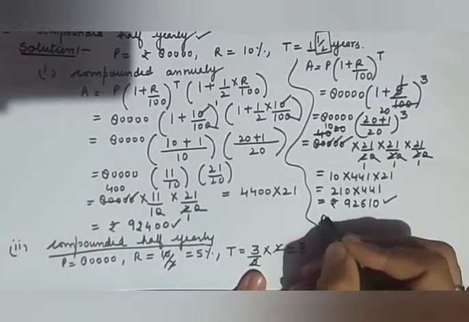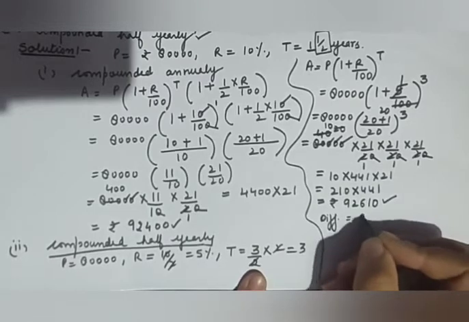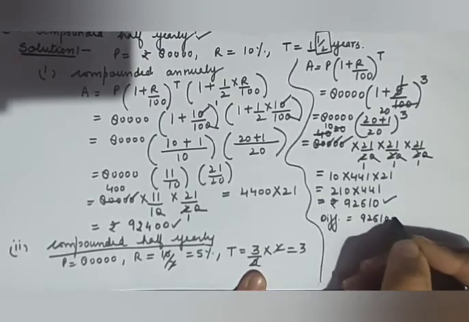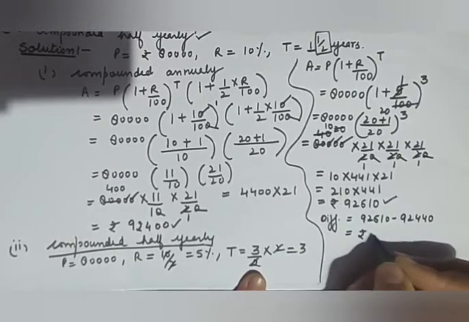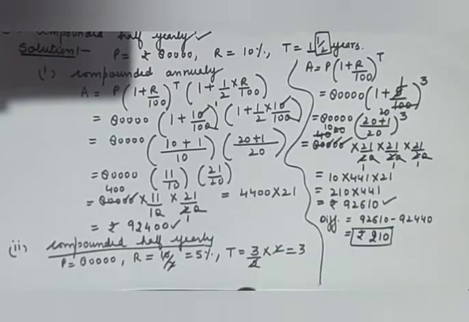So I will be finding out the difference. So it will be 92,610 minus 92,400. So it will be rupees how much? 210. So 210 will be the difference. Is it clear? I hope it is clear, students.